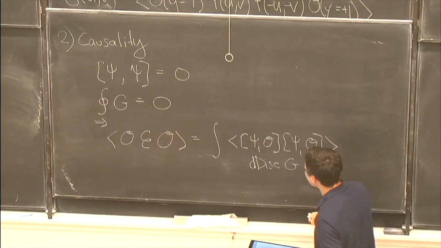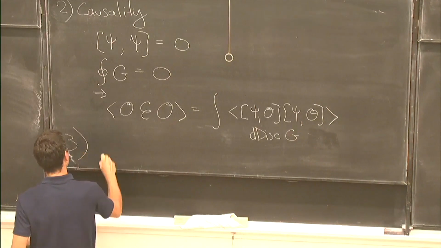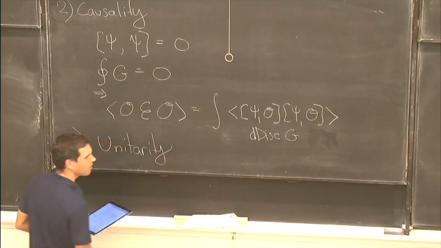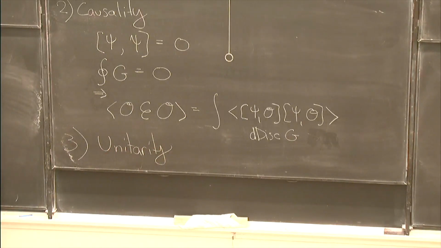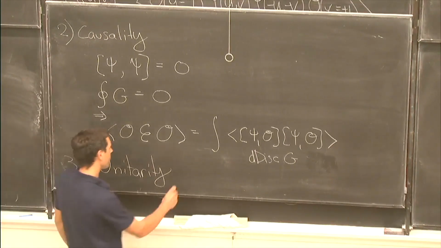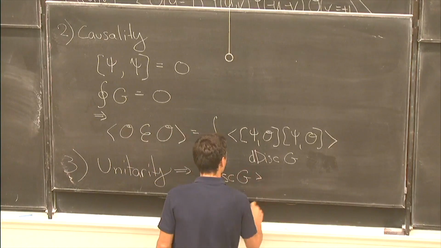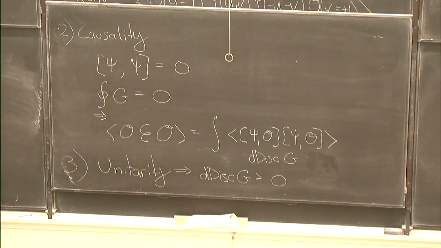Ingredient 3 is unitarity. I've secretly used unitarity already, because this statement about the interplay between causality and analyticity also requires unitarity. But in the end, in step 3, I'm going to use it again to argue that d disk of G is positive, and that's the derivation of the ANEC.